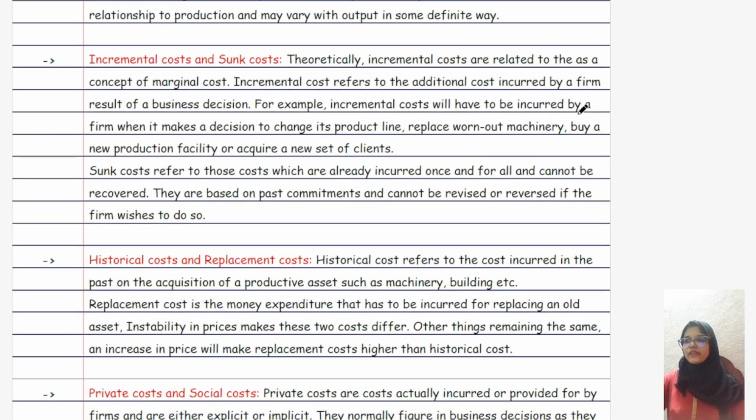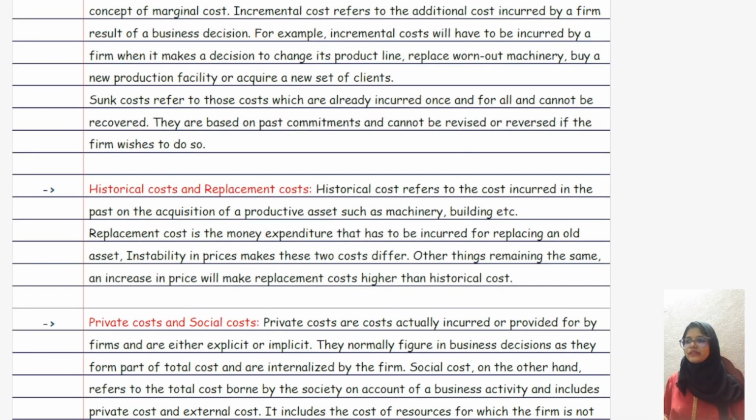Then you have incremental cost or sunk cost. Incremental cost is related to the concept of marginal cost. Marginal is nothing but additional cost. The incremental cost refers to the additional cost incurred by the firm as a result of a business decision. Because of some decision, you have to incur some extra expenditure. That is your incremental cost. Then you have sunk cost, which is nothing but costs which are already incurred once for all and cannot be recovered again.